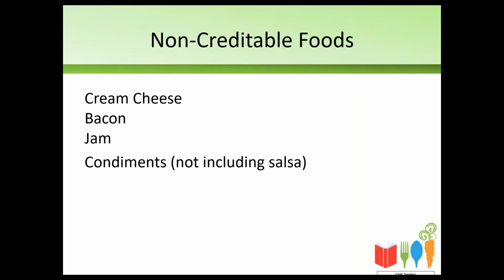Any food served in your program that is not creditable towards the meal pattern is considered an added expense. Items like cream cheese or bacon do not credit towards the meat alternate component. And most fruit spreads or jams will not credit towards the fruit component either. Best practice is to limit the amount of non-creditable foods offered to students in your programs.